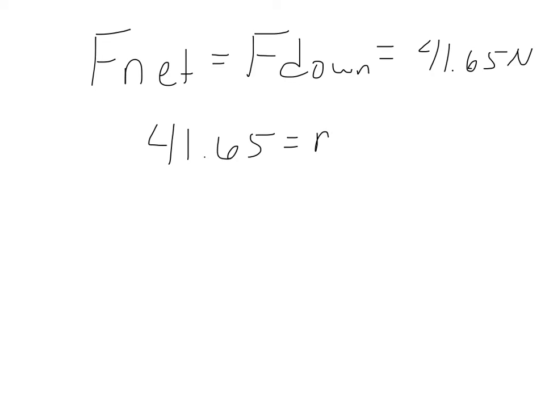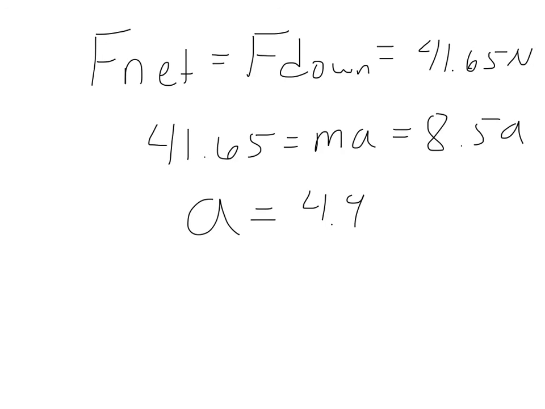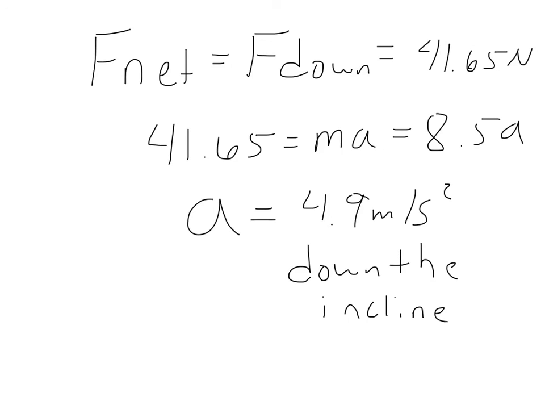We know that force is equal to mass times acceleration from Newton's second law, so 41.65 is equal to the mass times the acceleration, or just 8.5 times a, and we can solve for the acceleration of the block as 4.9 meters per second squared. And now, since the acceleration needs to have a direction, I would say that this is 4.9 meters per second squared down the incline. That just lets me know the direction of our motion.